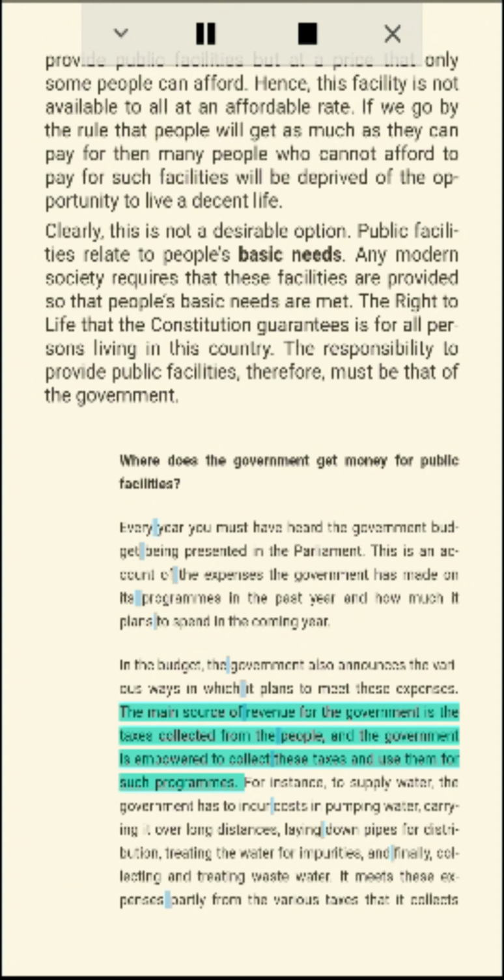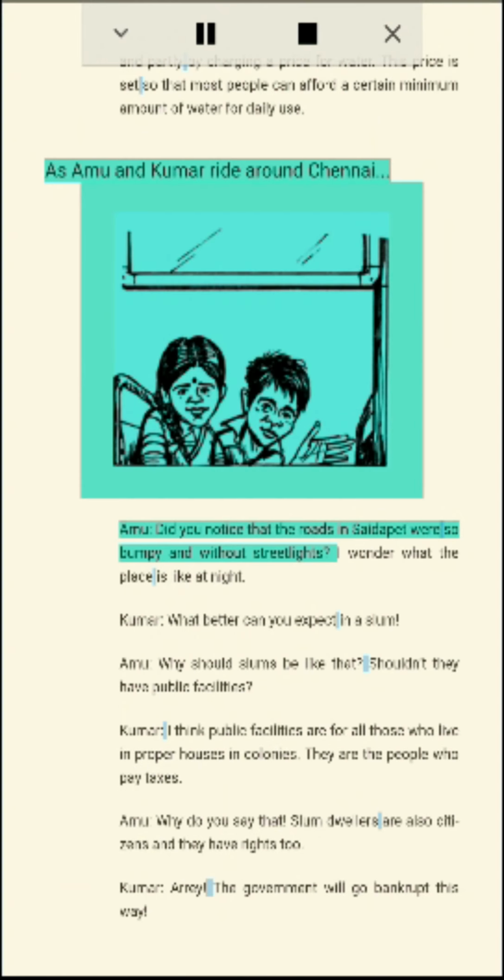The main source of revenue for the government is the taxes collected from the people, and the government is empowered to collect these taxes and use them for such programs. For instance, to supply water, the government has to incur costs in pumping water, carrying it over long distances, laying down pipes for distribution, treating the water for impurities, and finally, collecting and treating wastewater. It meets these expenses partly from the various taxes that it collects and partly by charging a price for water. This price is set so that most people can afford a certain minimum amount of water for daily use.